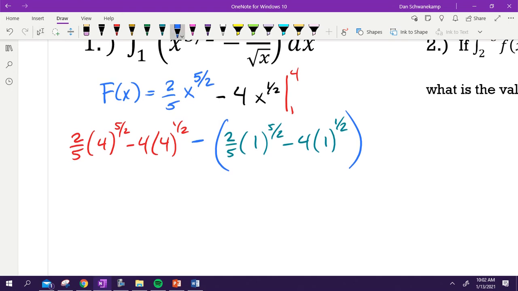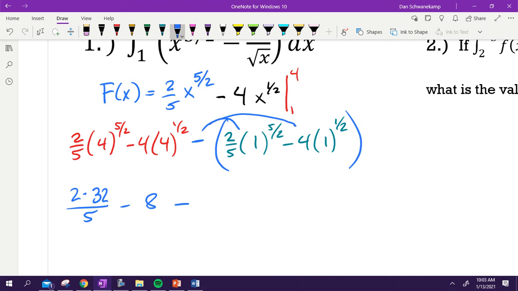Now let's do it. 4 to the 5 halves power. That's like the square root of 4, which is 2. And then 2 to the 5th, which is 32. Times 2 all over 5. 4 square rooted is 2. Times 4 is 8. Then I'm going to go ahead and distribute that negative.